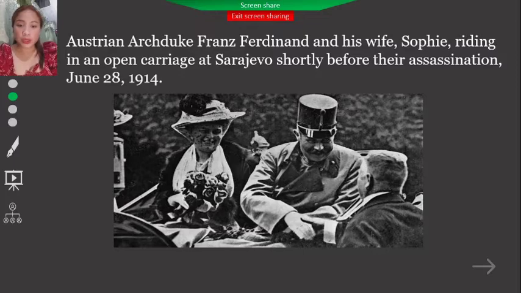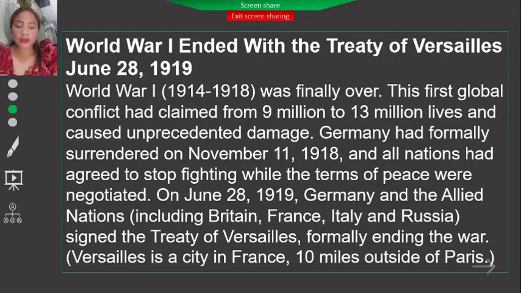The picture shows Austrian Archduke Franz Ferdinand and his wife Sophie riding in an open carriage at Sarajevo shortly before their assassination on June 28, 1914. World War I was finally over. This first global conflict had claimed from 9 million to 13 million lives and caused unprecedented damage.